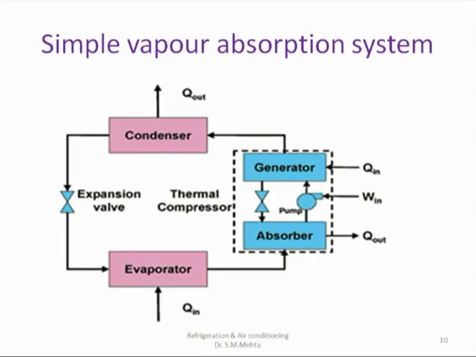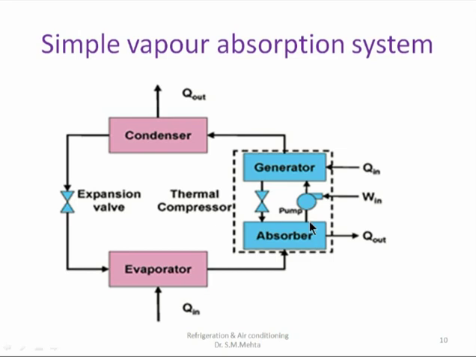So this is a schematic diagram of a vapor absorption refrigeration system. A very simple schematic diagram. All components are not included, but the major components are included. This is known as the thermal compressor. Here compression is taking place, but it is a thermal compressor, not a mechanical compressor. This is an absorber where the refrigerant is absorbed by the absorbent. Then this is a generator.